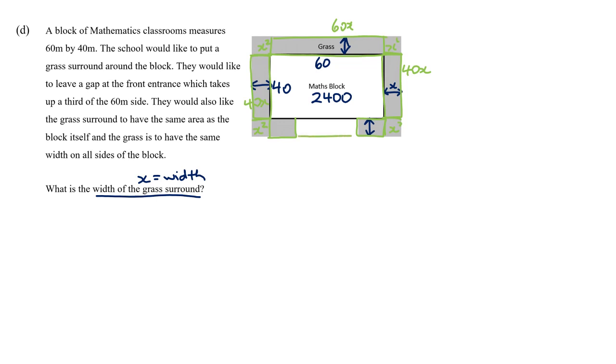Because that part there is a third of the 60, which is obviously 20. So you subtract 20 off the 60 and you get 40x being those 2 parts there. Happy with that?